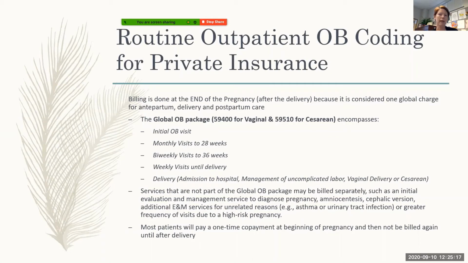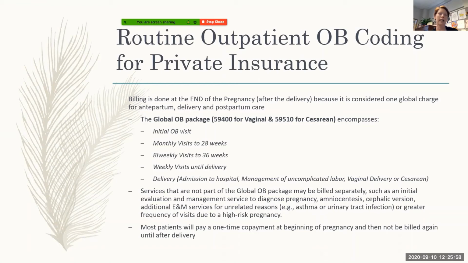And then the things the global package does not include: it doesn't include that initial visit when you diagnose a pregnancy. I mentioned that at the very beginning. If there was an amnio, if there was a version, additional E&M services for unrelated reasons, like they came in for their asthma or UTI, or if they had greater frequency of visits. So based on the recommendations of visits, if you go past that, then you need to make sure you have the high risk code listed on that, because the coders and billers then recognize you've gone over your amount, and then they start actually billing those as E&M charges.